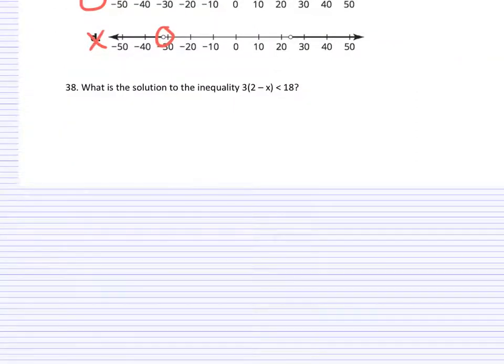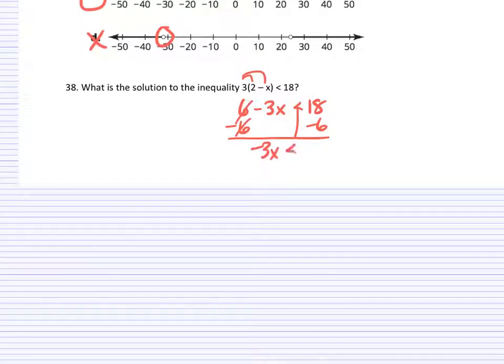Number 38, what is the solution to this inequality? I'm just going to solve this, and I see the distributive property first. 3 times 2 is 6. 3 times negative x is negative 3x is less than 18. I'm going to do an upside down t, and the opposite of adding 6 is subtracting 6. And I get negative 3x.